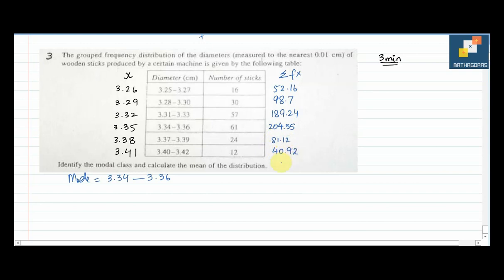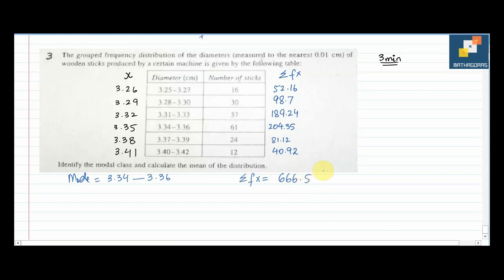Now you need to add all those values to find out summation of fx. So it's 40.92 plus 81.12 plus 204.35 plus 189.24 plus 98.7 plus 52.16, and it sums up to 666.49, so I will take it as 666.5.